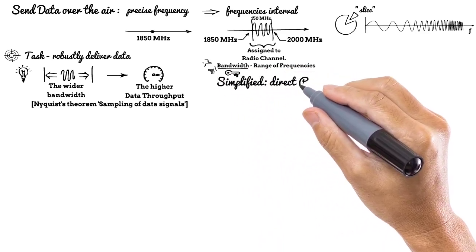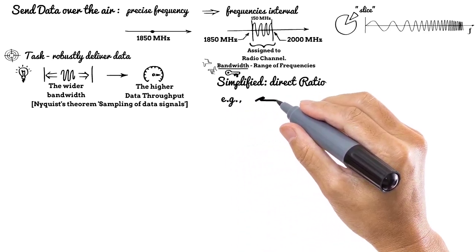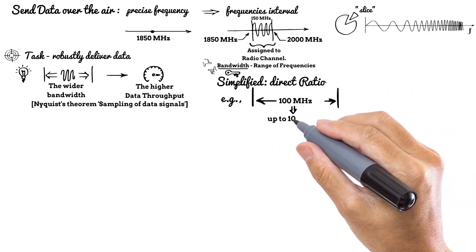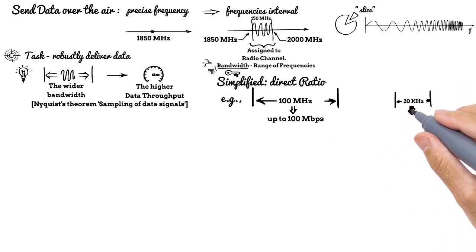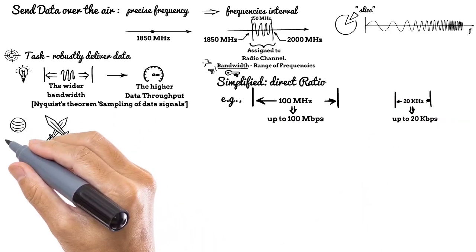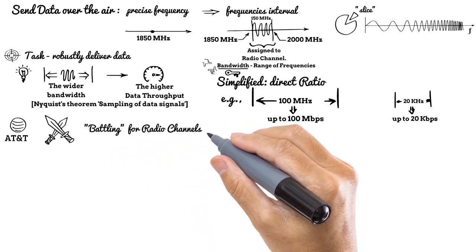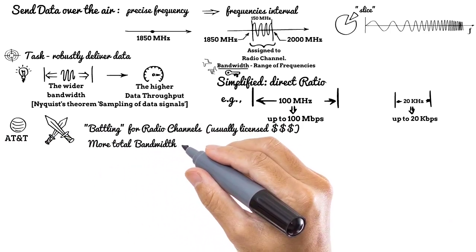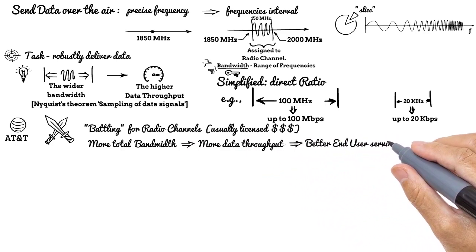Simplified, we have direct proportion, I removed the coefficient for now, with not precise but simple examples for understanding to start with. 100 MHz bandwidth could give up to 100 megabits per second throughput. 20 kHz bandwidth could give up to 20 kilobits per second throughput, and so on. That's why mobile operators are battling for radio channels to be allocated for them, which are in most cases licensed by state governing bodies. The more total available bandwidth, the more data throughput and consequently better end-user service can be provided by the operator.